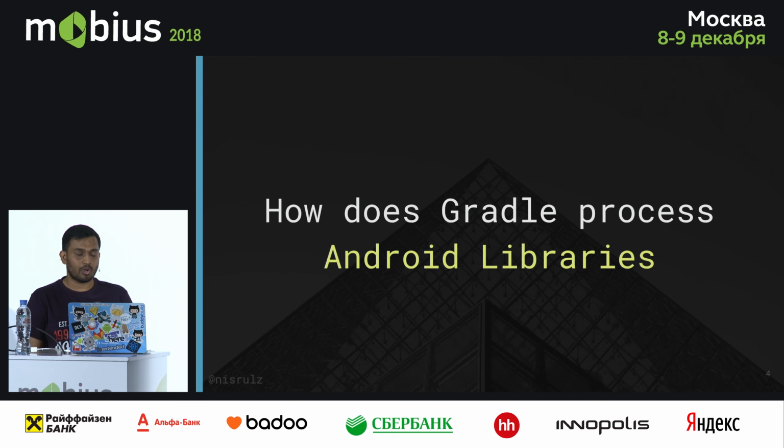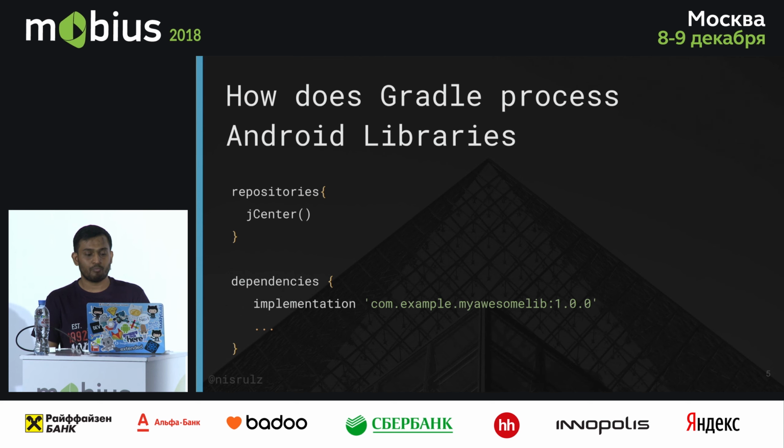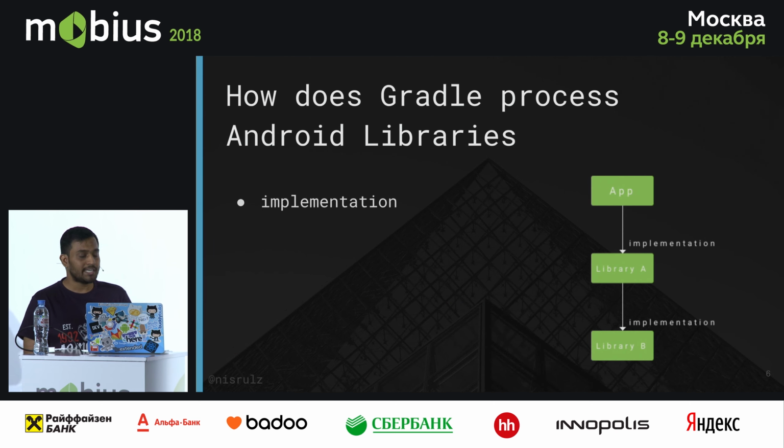So in general, how Android libraries work is that in an Android app, you would have a repository section, and then you will have a dependency section. This dependency section has this keyword called implementation, and then the signature of the library that you are adding as a dependency. So it will say the package name com.example.myawesomeLibrary, and then the version number for it, so 1.0.0. Now, the implementation keyword is important here because it works in a different way when you are pulling in the libraries. So we'll take an example here.